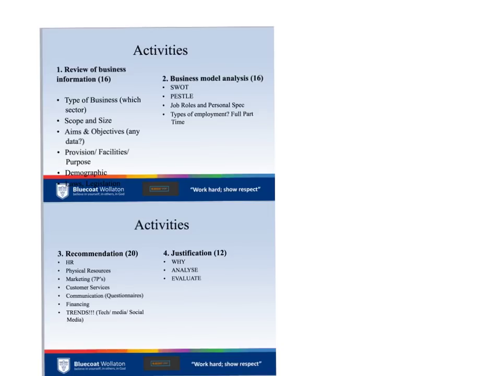The summary of this is pretty simple, really. Here, this is what you need to write for each section. Review of business: the type, the scope, the aims, provision, demographic, laws and legislations. For the business model analysis: the SWOT, job roles, personal spec, types of employment, and then recommendation: HR, physical. You can see what I'm talking about here. It's all pretty self-explanatory.